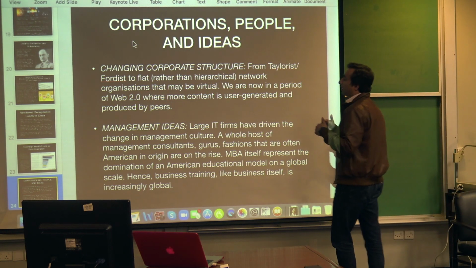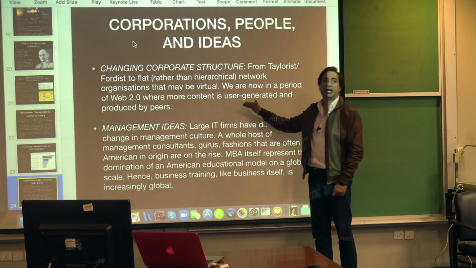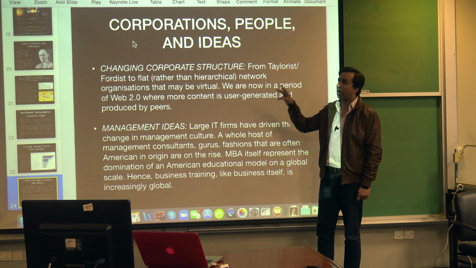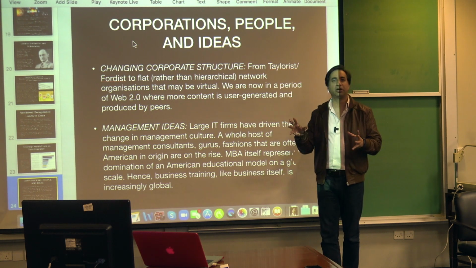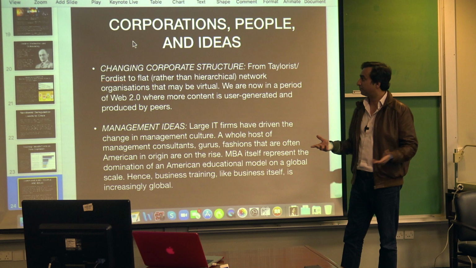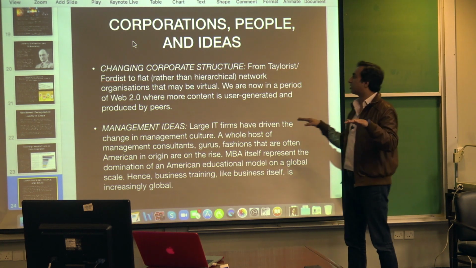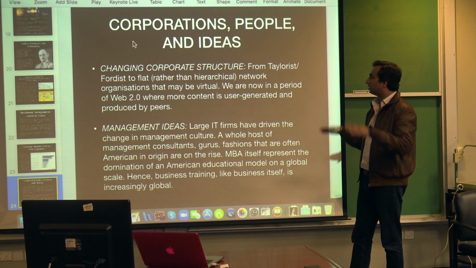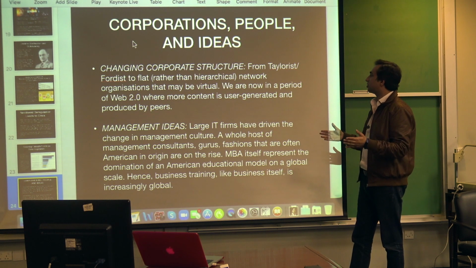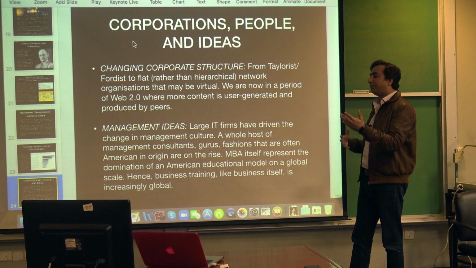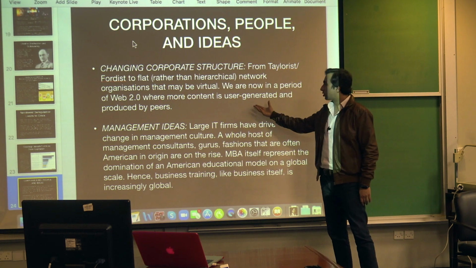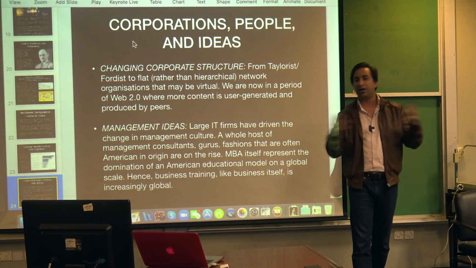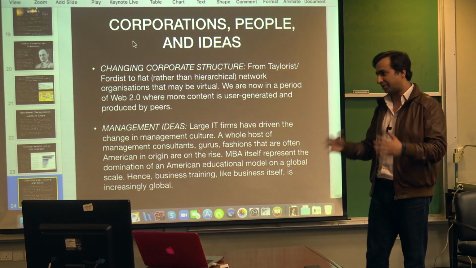Well, it is driven especially by IT corporations. IT is an area in which a new kind of corporate structure can more easily be introduced. What is it? A flatter kind of structure rather than hierarchical. Network organizations rather than, again, hierarchical organizations. Virtual organizations. And you now have what's called Web 2.0, which is more user-generated content, more peer-generated content, peer learning, peer production, etc., etc.